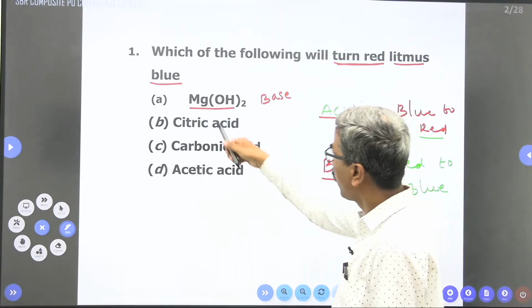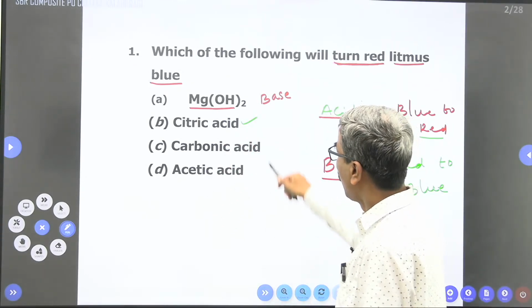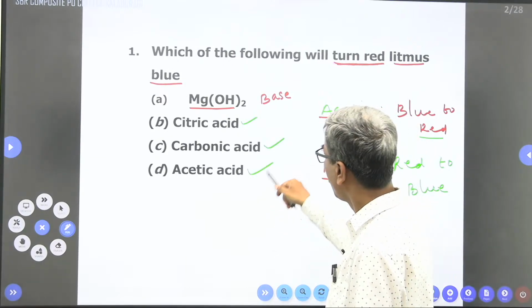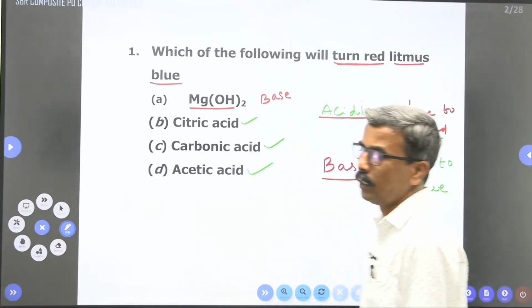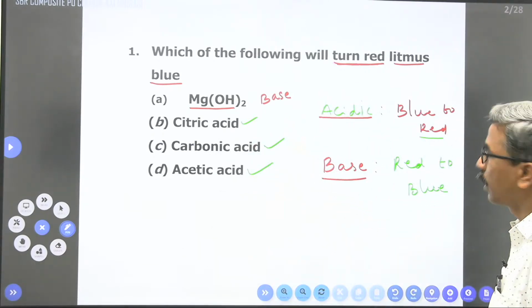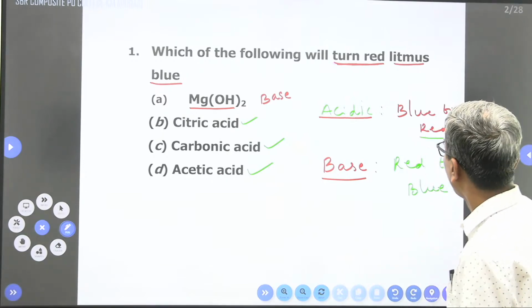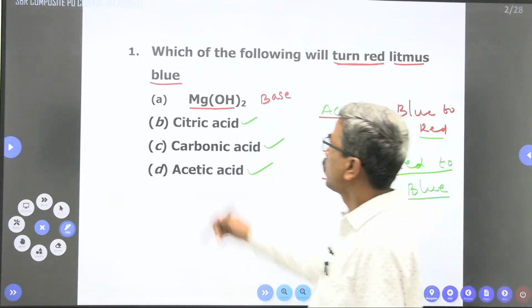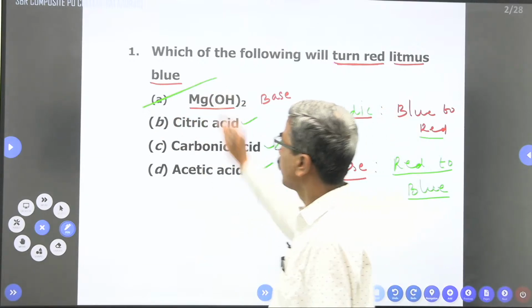You can also check why the others cannot be the answer. Citric acid is an acid, and carbonic acid is acidic, that's why they cannot. These three will turn blue litmus paper into red, whereas the first one, magnesium hydroxide, which is an alkaline or basic solution, will turn red litmus to blue. So for question number 1, A is the correct option.